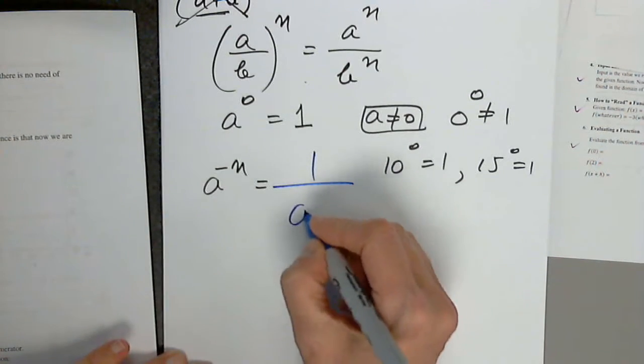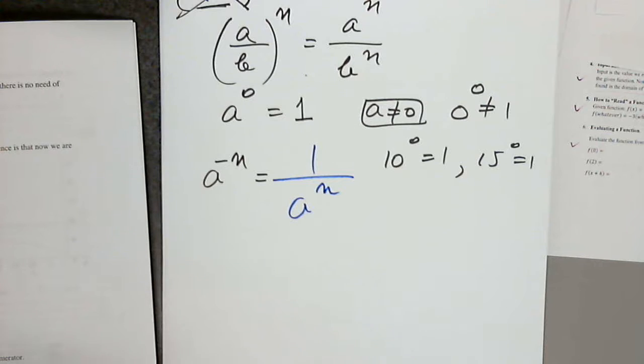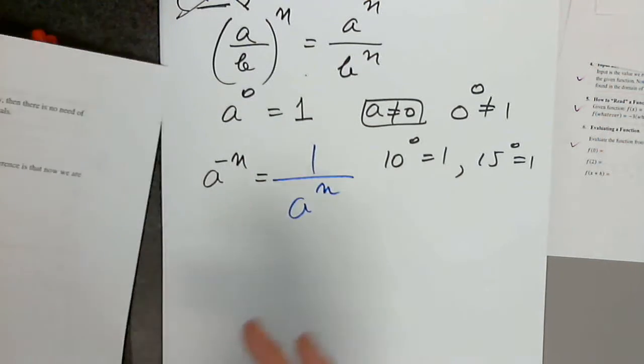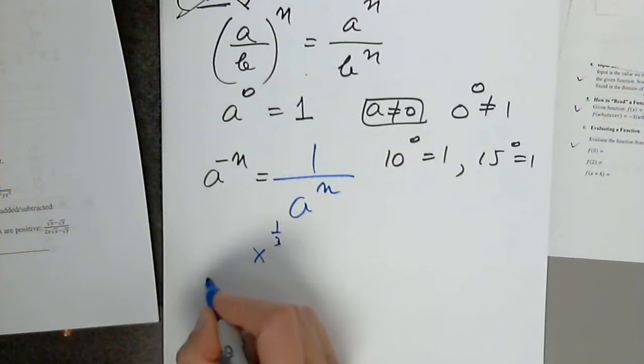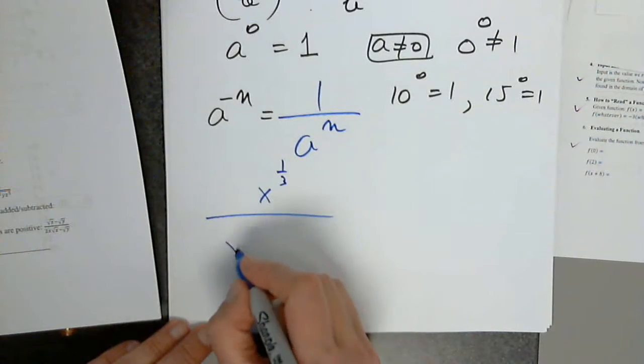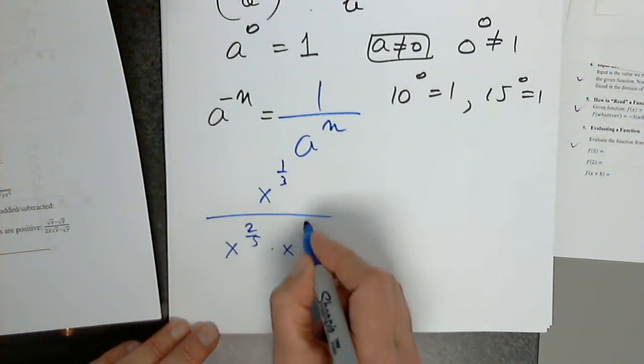It's a fraction, 1 over a to the nth power. So any base raised to a negative exponent represents a fraction. So now we want to use these exponential rules for x to 1/3 divided by x to 2/5 times x to 1/2.